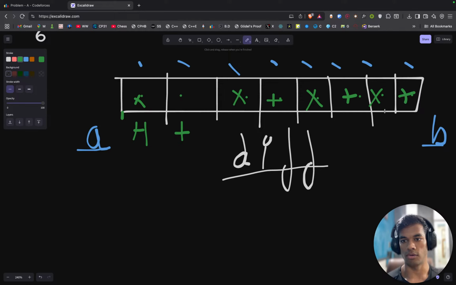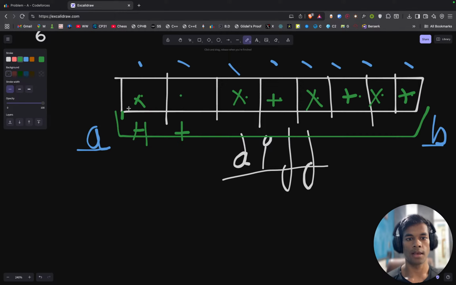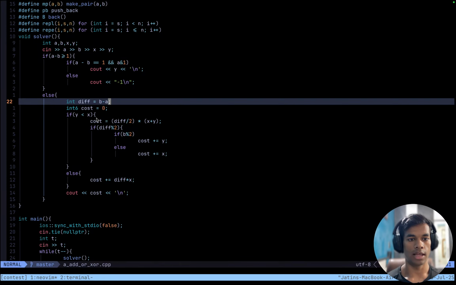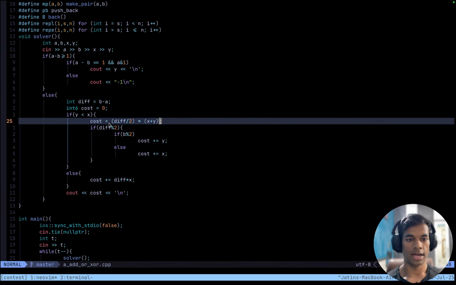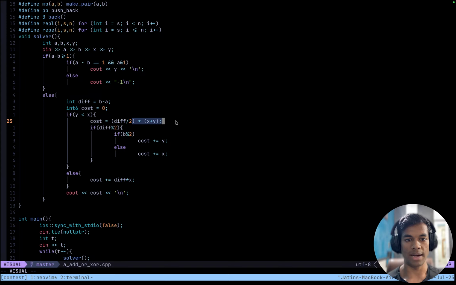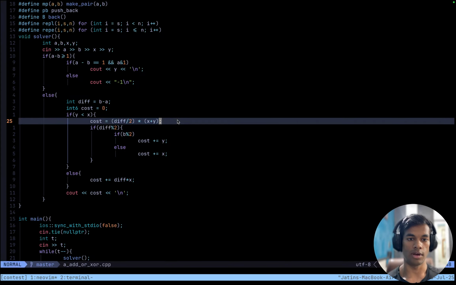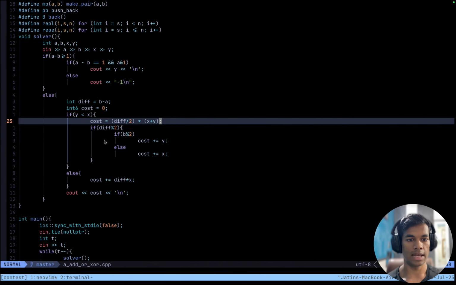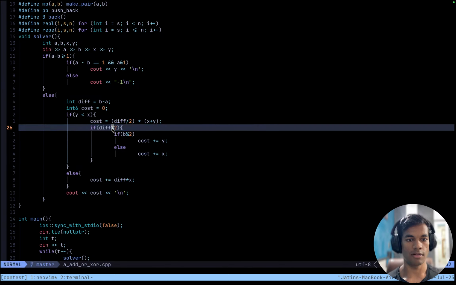XOR, add. So if the difference is even, then we can just divide the whole thing by 2, and half of the operations would be XOR and half of the operations would be adding one. So that is what I am doing initially. Divide diff by 2 and multiply that by x plus y, and that would just result in the sum of these costs.